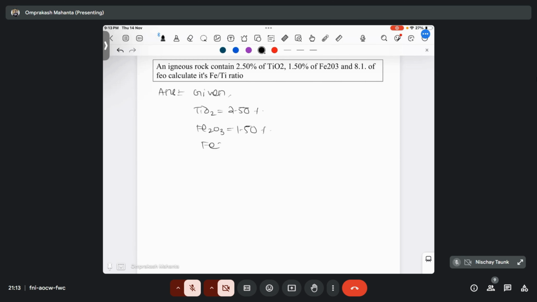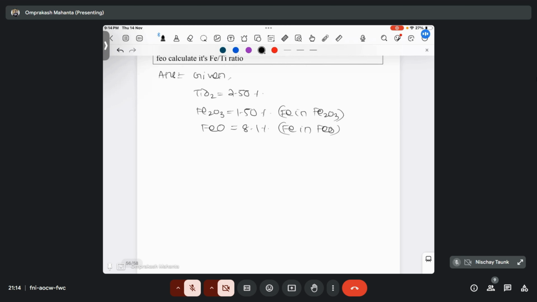FeO is given as 8.1 percentage, and it wants us to calculate the Fe by Ti total. How to calculate? Here, Fe means you have to calculate Fe in Fe2O3 first, then calculate Fe in FeO, then add them. Then Fe by Ti.